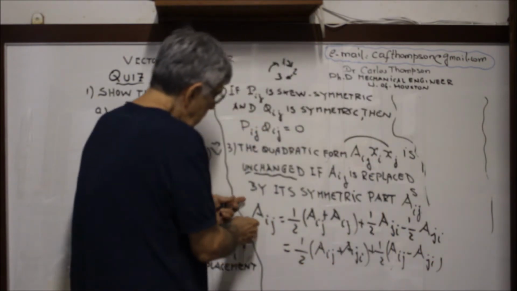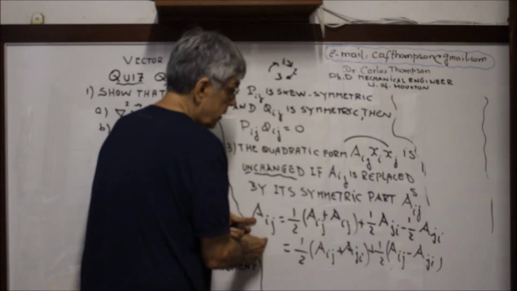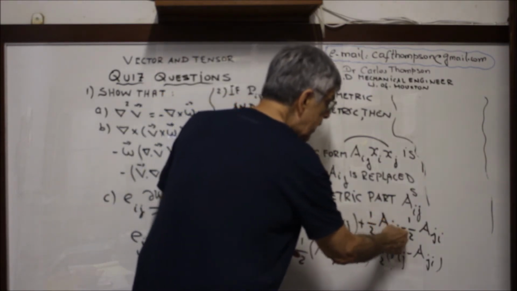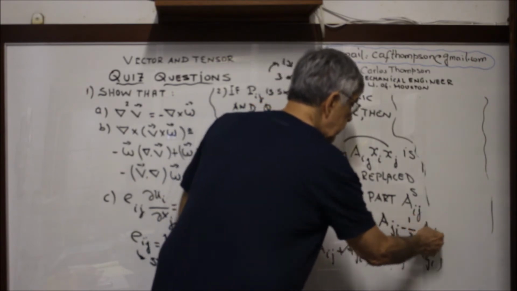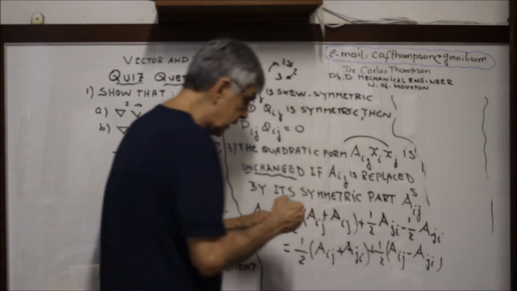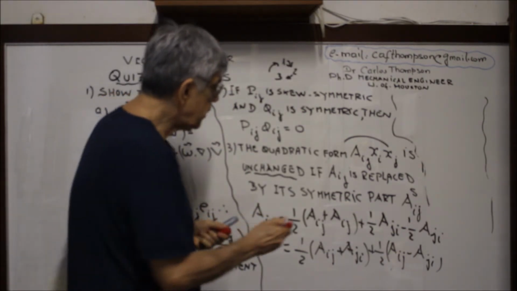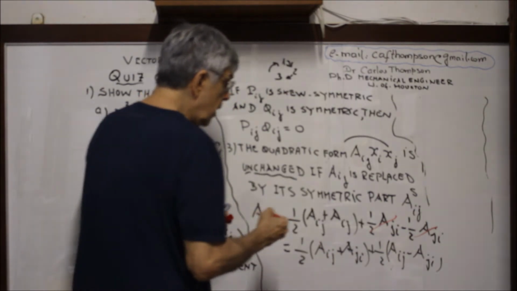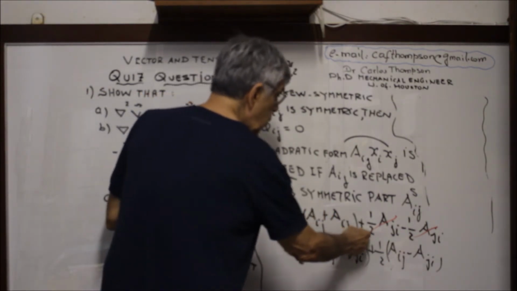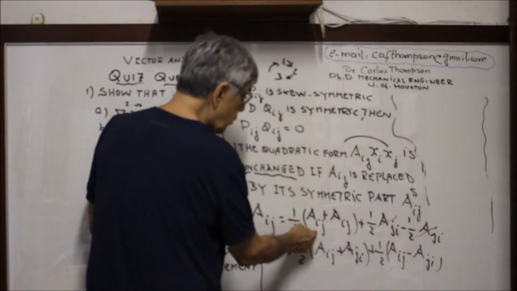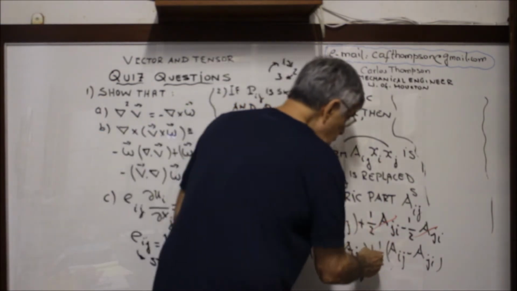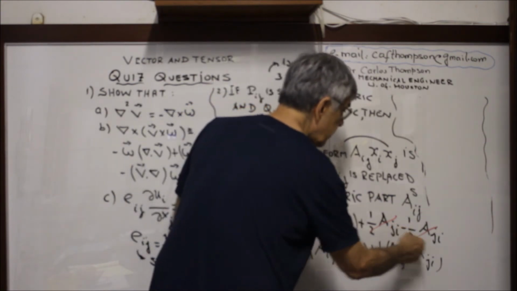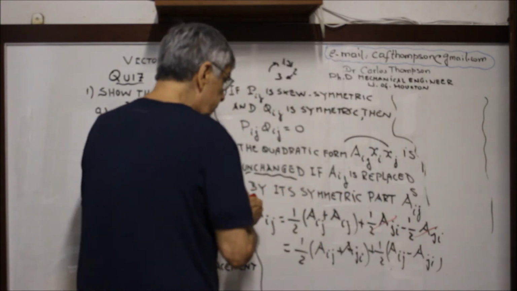See, look, I decomposed aij. This is plus 1/2 aji minus 1/2 aji. So this term here can cancel. This is 0, and this is aij. Now I combine 1/2 of aji and 1/2 of aij here, so plus 1/2 of aij minus 1/2 of aji.